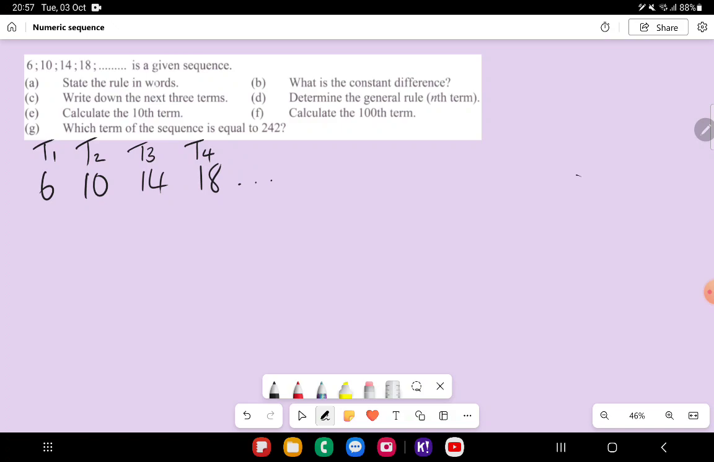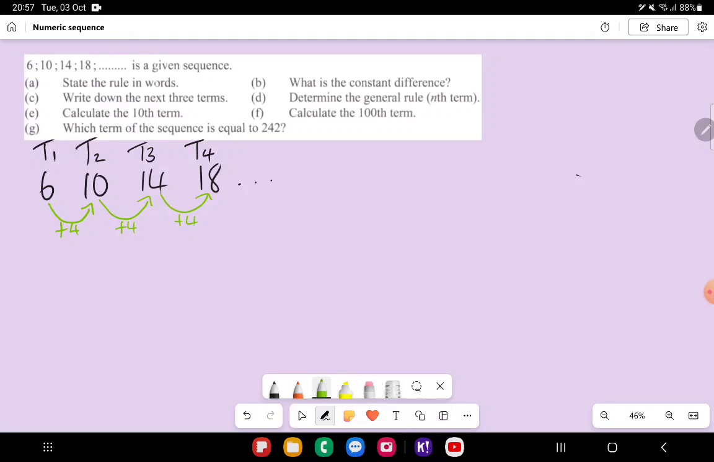The first thing that they are asking us is to state the rule in words. Now, what rule are they talking about? The question is, what must you do to go from term 1 to term 2? What do you do from term 2 to term 3 to term 4? Maybe you can see it immediately, but what we can see is it's plus 4, plus 4, plus 4.